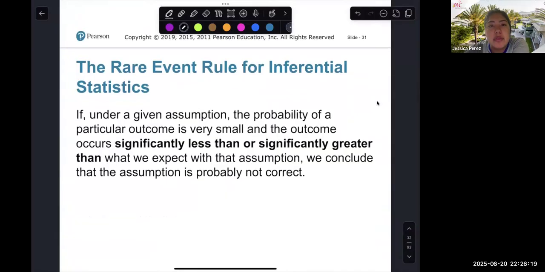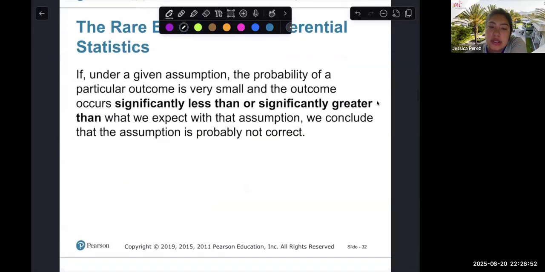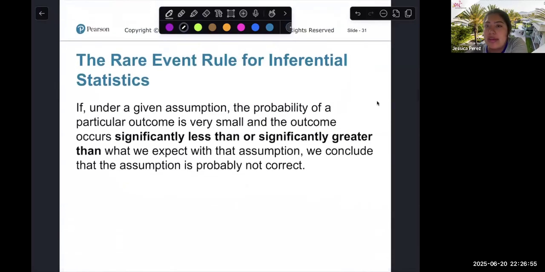Now we also have the rare event rule for inferential statistics. We saw this again as well. If under any given assumption, the probability of a particular outcome is very small and the outcome occurs significantly less or significantly greater than what we expect with that assumption, we conclude that the assumption is probably not correct. So then there can be a very small probability of an outcome that can be outstanding, and we would conclude that the assumption is incorrect. That's the rare event rule.